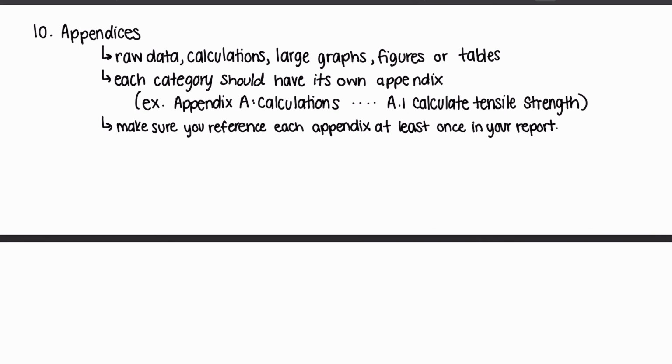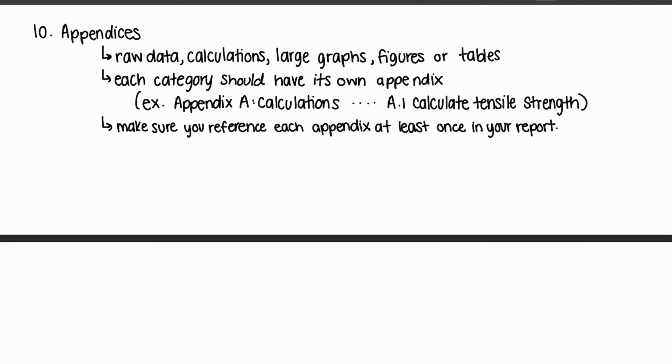And so you want to be making sure that you are labeling these appendices in a way that makes sense, in a way that is organized, and in a way that you are able to reference them easily. So if your appendix A, for example, was your calculations, then you would reference it in your paper as A1 calculating whatever kind of formula you're doing in that instance.